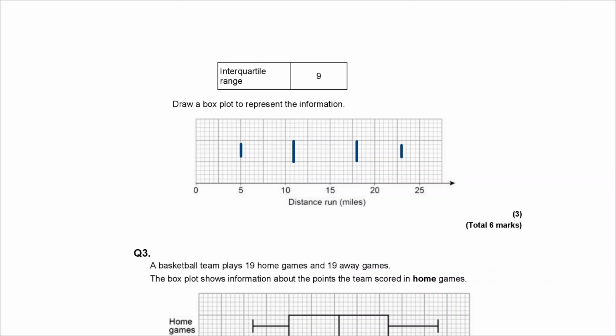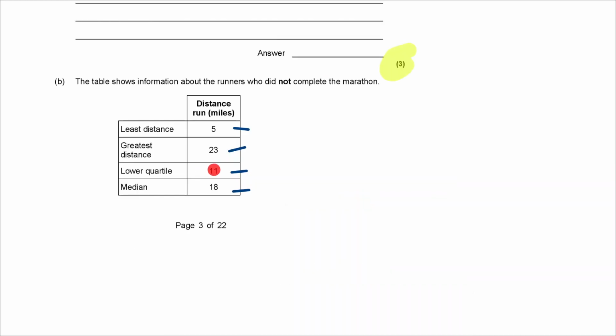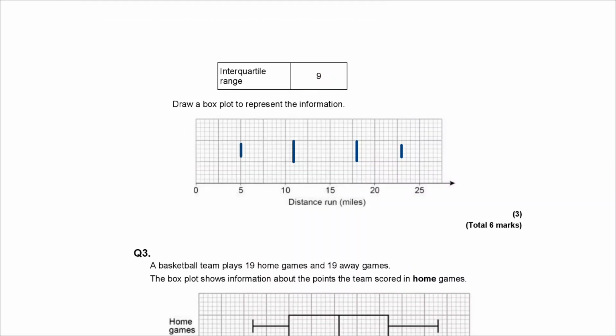19, 20, 1, 2, 3, good. And then the interquartile range is 9 again. Well, if the lower quartile is 11, if I add on 9 to this, 11 plus 9 will give me 20. That's going to be the upper quartile up there.